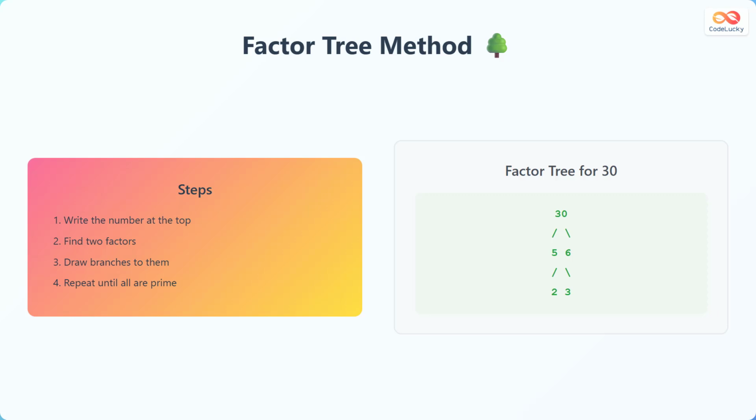Let us understand the factor tree method. First, write the number at the top. Find 2 factors of that number. Draw branches to these 2 factors. Repeat the process until all factors are prime numbers. For example, consider the factor tree for the number 30. 30 can be divided into 5 and 6. 6 can further be divided into 2 and 3.